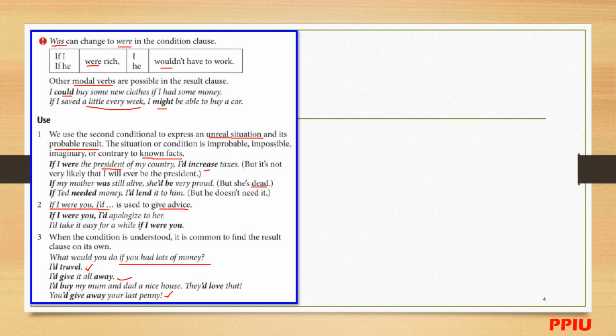Understood, it is common to find the result clause on its own, right? You find it there, all right?